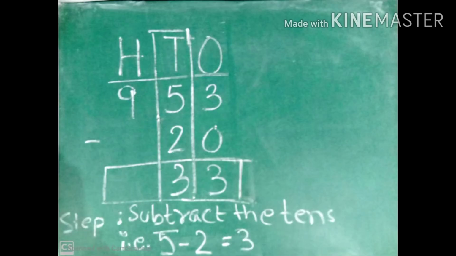Step 2. Subtract the tens. That is 5 minus 2. 5 minus 2 gives us 3.